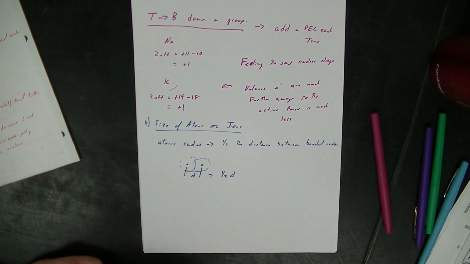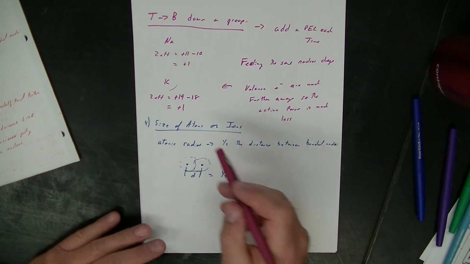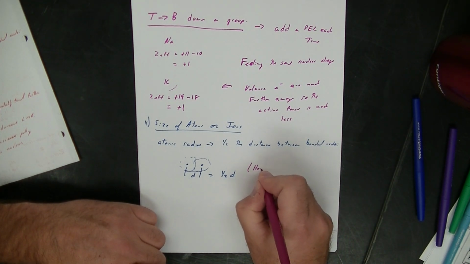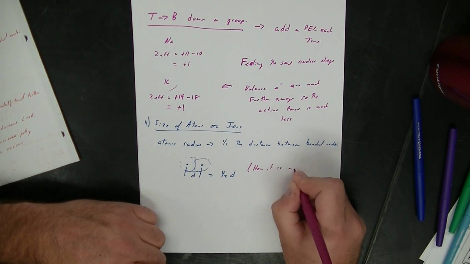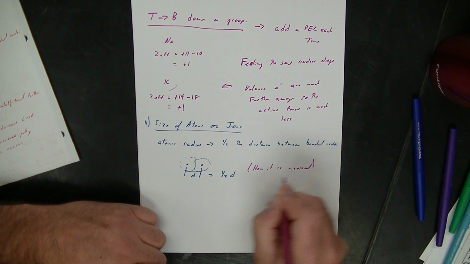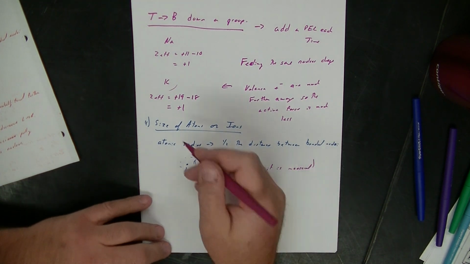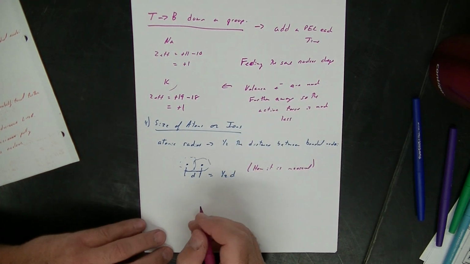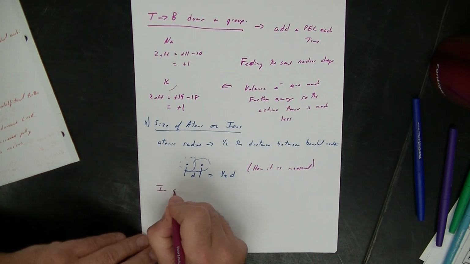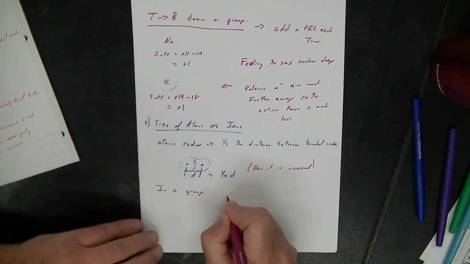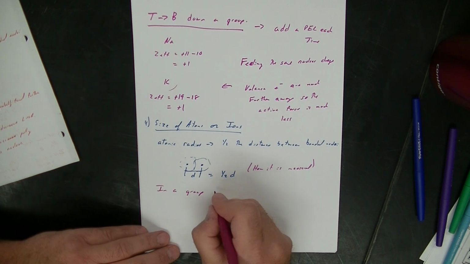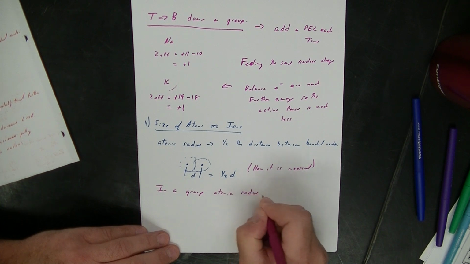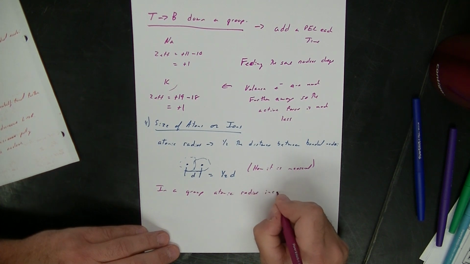So we're talking about size of it. This is how it's measured. So it's how we measure this. Now, what happens to the size of atoms or ions as we go down a group? In a group, the atomic radius increases.